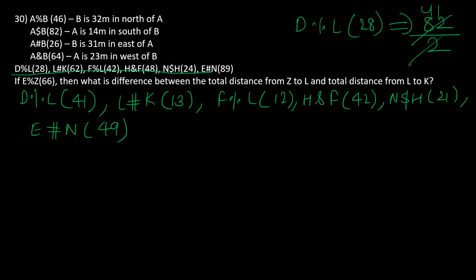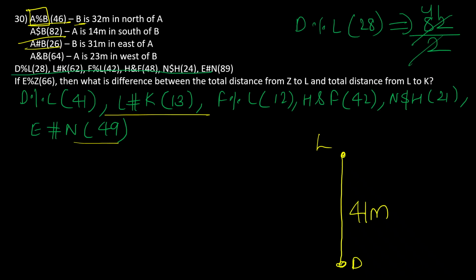Okay. Now we will solve this. Using this, you need to draw the diagram with whatever is given. D%L means what? L is north of D. L is to the north of D by 41 meter. This 41 meter you have to use. L#K means K is to the east of L. K is to the east of L by 13 meter.